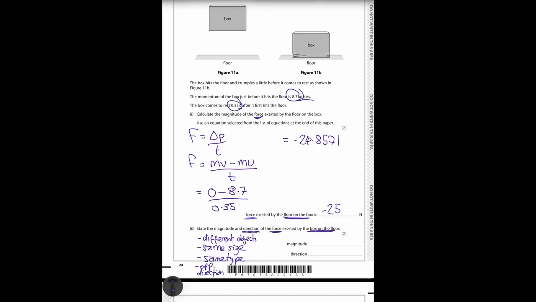So whenever I've identified something as Newton's third law, I know it's got to be one of these four things, or two, three, however many of these things it's going to be, but it's got to be out of these things always. So I identify it as Newton's third law. I've got to make sure that I'm saying these to get the marks.